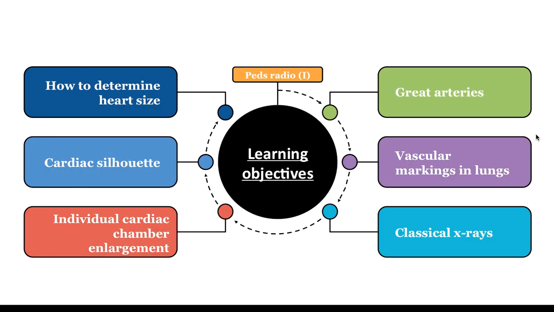So the learning objectives of this session are to learn how to measure heart size and determine if cardiomegaly is present or not. Then to learn what are the structures that form a cardiac silhouette. Then we will look at the individual cardiac chamber enlargement and their causes. Then we will also learn how to look at great arteries and vascular markings in the lung fields. And finally, we will have a look at some of the classical X-rays pertaining to heart diseases in the pediatric population.